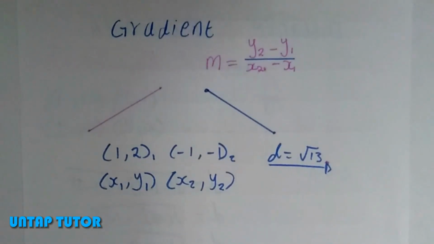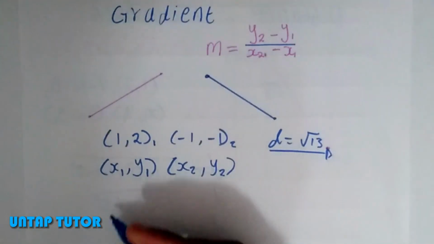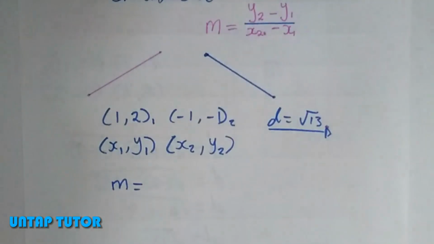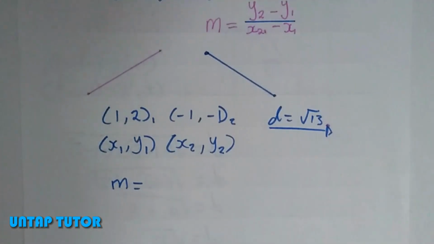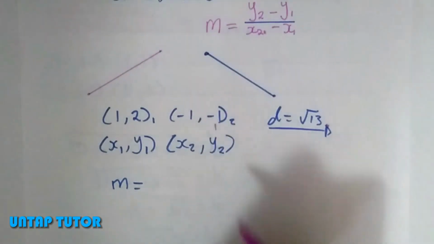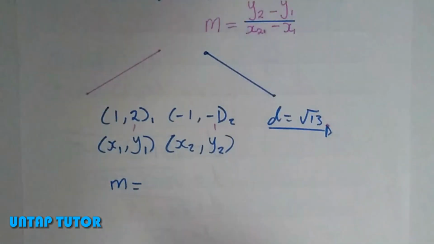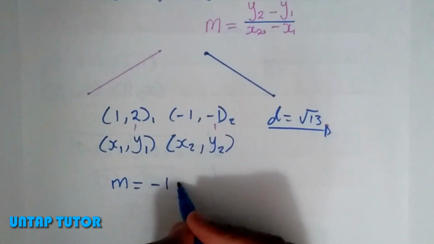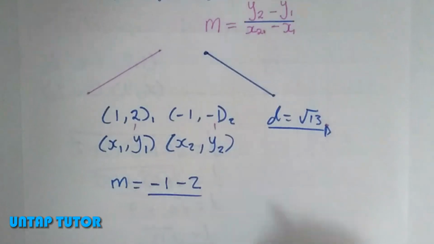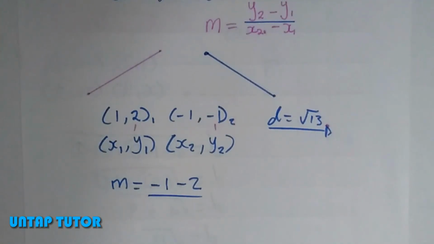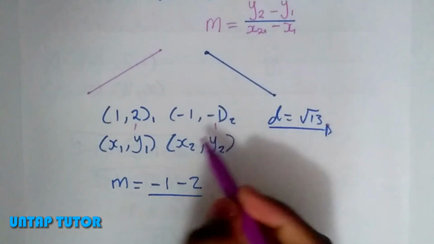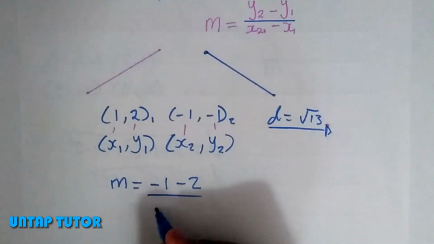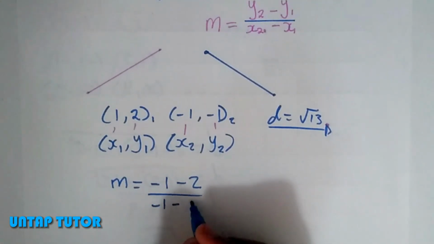So from here, we go ahead and substitute into our formula. Then it says m is equal to y2 minus y1. So clearly our y2 is negative 1, our y1 is 2. So y2 is going to be negative 1 minus our y1, which is 2, all over x2 minus x1. Clearly our x2 is negative 1, our x1 is 1. So we get negative 1 minus 1.